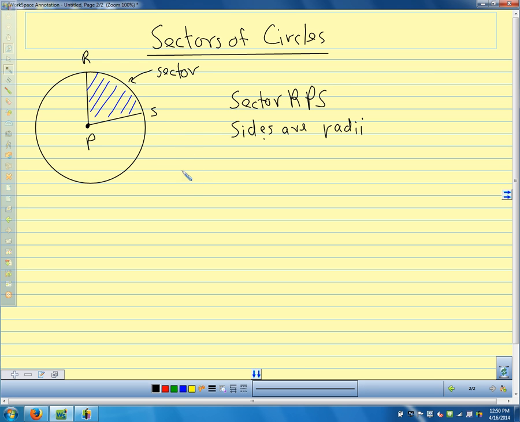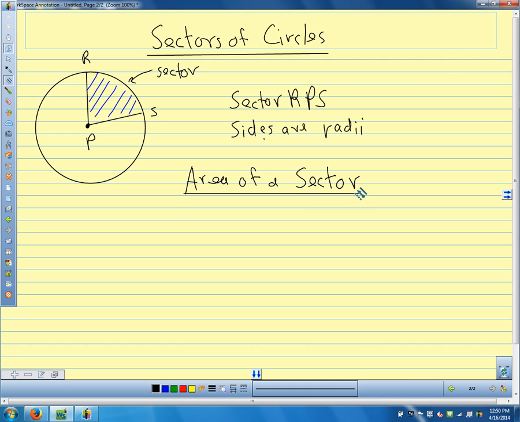So in your graphic organizer, you have another circle. You want to label that one area of a sector. So in your next blank circle, area of a sector. And I'm going to draw a little picture here, and you can draw the picture inside the little circle there.